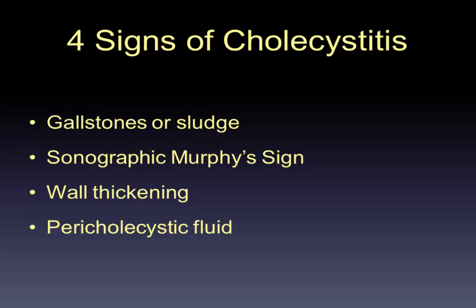So the signs of cholecystitis, the pathology now that we're into: we want to look for gallstones or sludge, the sonographic Murphy sign, so that's tenderness right at the gallbladder, and usually you need to compare that tenderness to the rest of the abdomen. Gallbladder wall thickening and fluid around the gallbladder. These are all the pathologic findings you want to look for.